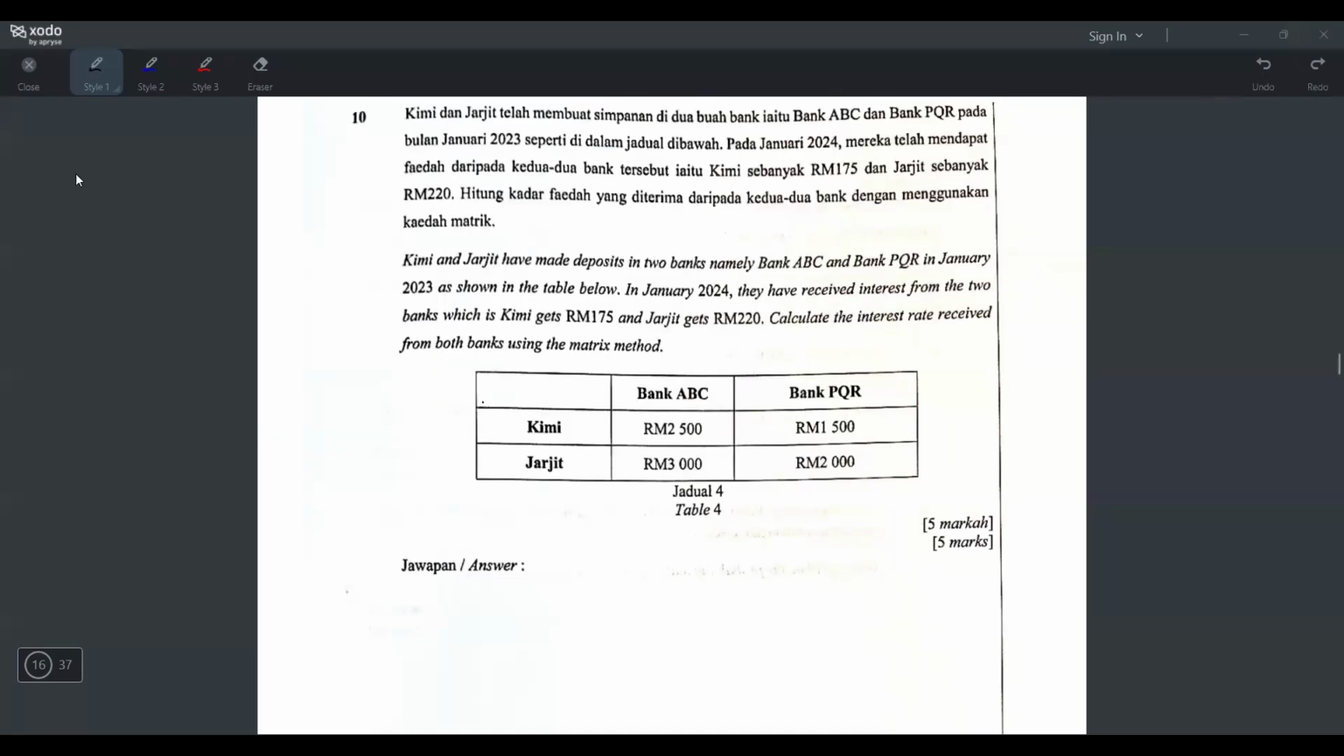Okay, let's continue with question number 10. So let's read the question. Kimi and Jarjit have made deposits in two banks, namely Bank ABC and Bank PQR in January 2023, as shown in the table below. Okay.